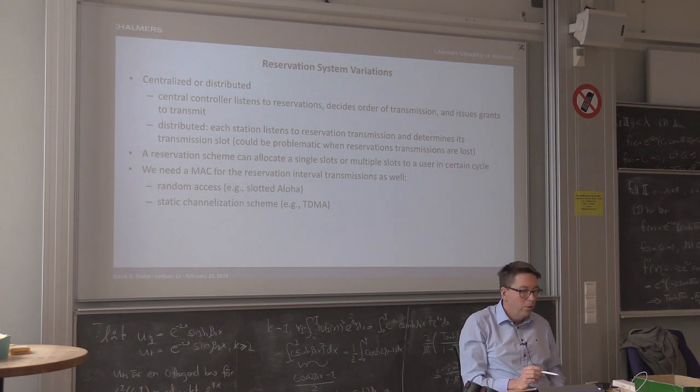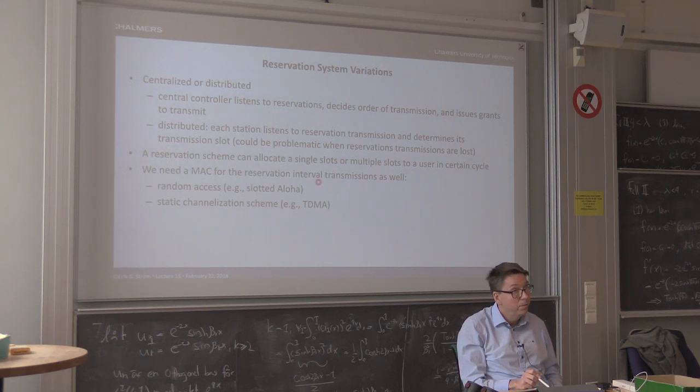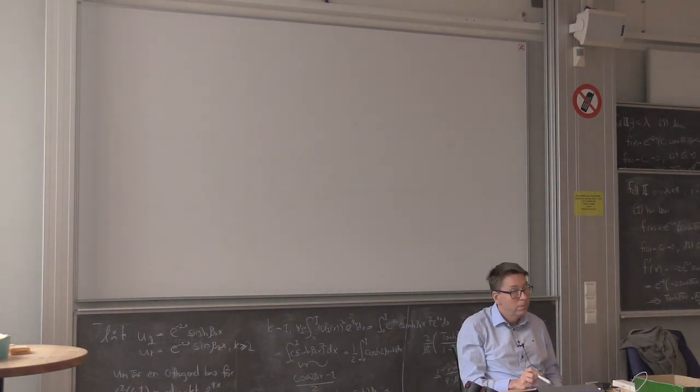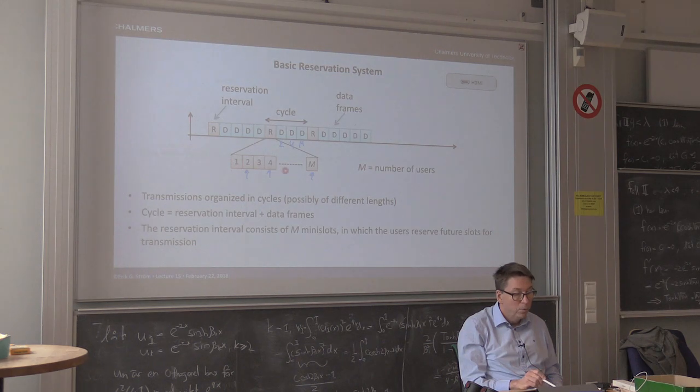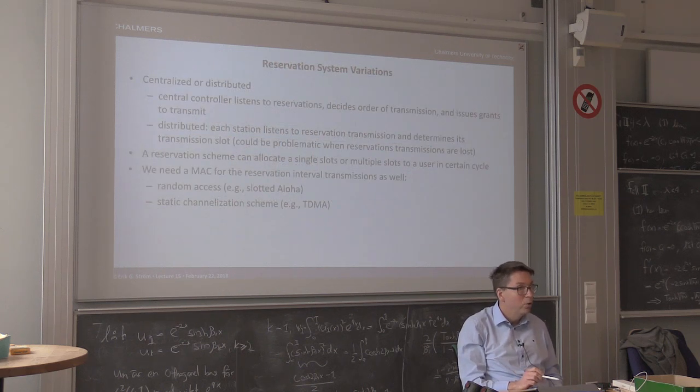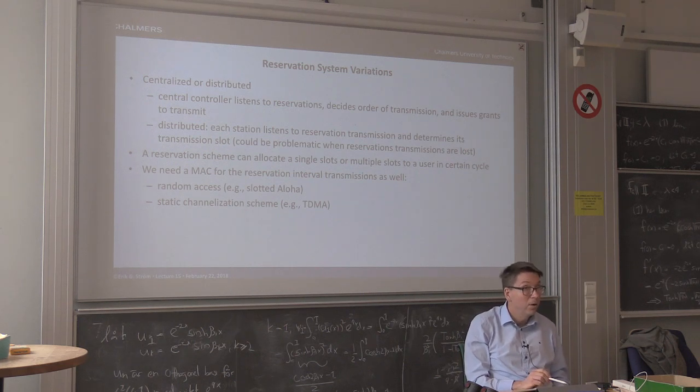Now, if you see in here, we have a chicken and egg problem, and that is that we need a medium access control for the reservation interval. Right? How should we transmit here? So we need to transmit here in order to coordinate the transmission here, but we need something to coordinate the transmission here. So we have a little bit of a problem that was pushed under the rug. So let's take up the rug and see what's underneath there. So we need some medium access control for the reservation interval.